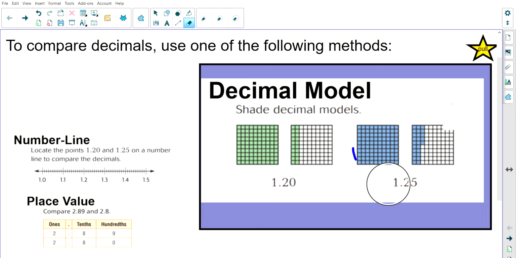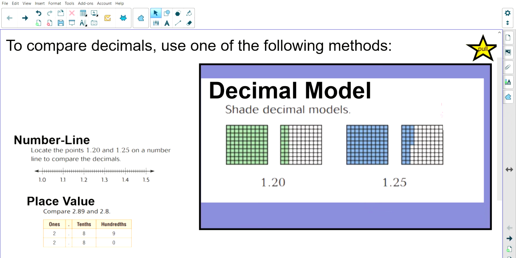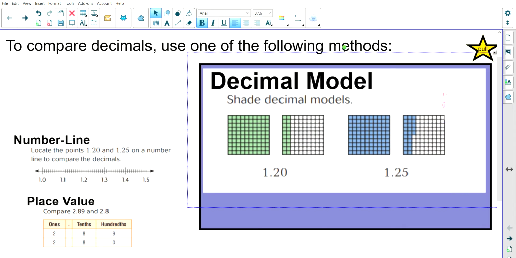I'm not going to make you draw those out, but you are going to need to be able to read decimal models. So just keep that in the back of your mind.